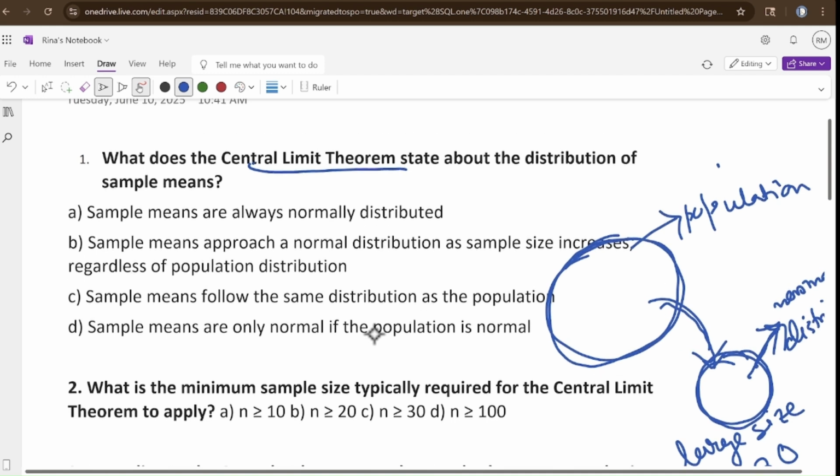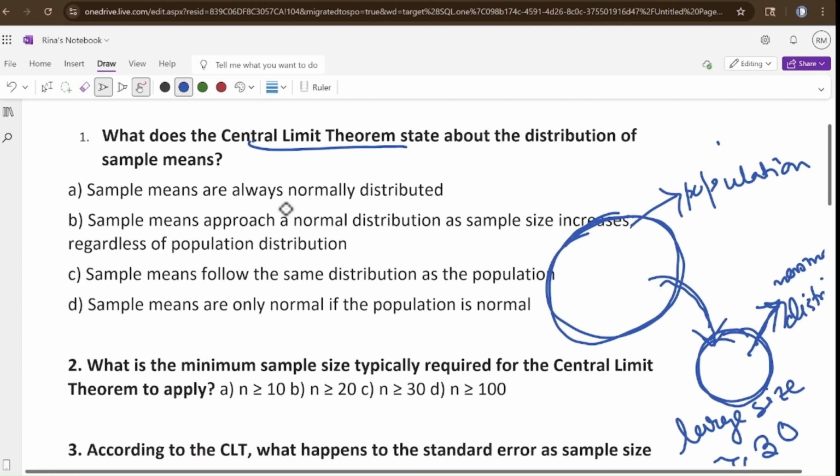Okay, now let's solve the question. What does the central limit theorem state about the distribution of sample means? Option: Sample means are always normally distributed. No, if the size is not large enough, then it may not be normal, right? It may follow its population distribution. Once it becomes a large size, only then does it behave like a normal distribution. So this is not right.